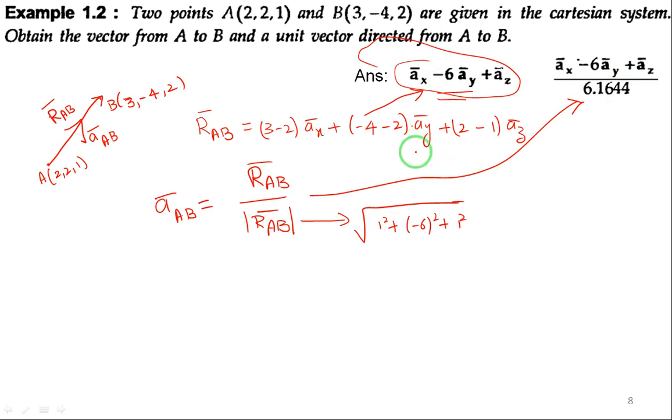So these are simple things, so I am going fast. Next. If any doubts are there, you can ask.